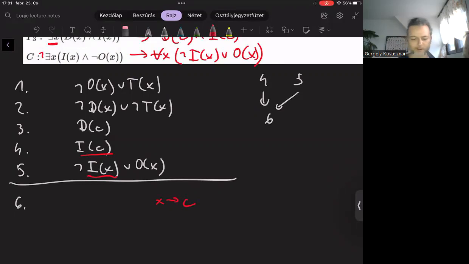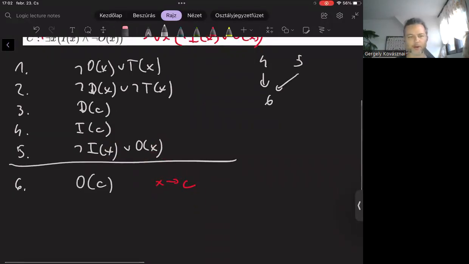Since we found the unifier, let's unify those two clauses. I just show you what the result would be. Of course, here instead of X, we would get C, and also here. So the fifth clause after the application of the unifier is not I of C or O of C. And then after we resolve the two clauses, we get the resolvent O of C, like that.